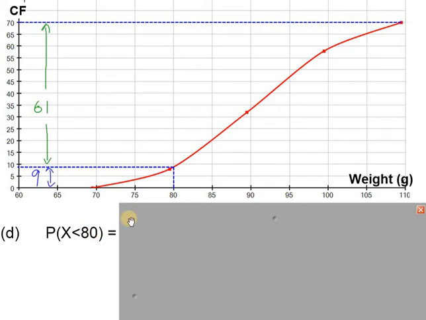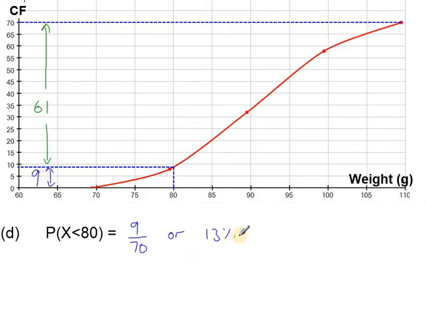Part D, P(X < 80). So this is a weight. 80, we go to the cumulative frequency curve, and we're going the opposite direction this time because we're starting with a data value, and that value there is 9. So that's showing us that this is 9, so this has to be 61 because the total there is 70. So less than 80, 9 items. Greater than 80, 61 items. 9 items out of a total of 70. And we could also state that the probability that a randomly chosen item has a weight greater than 80 grams is 61 items out of 70.